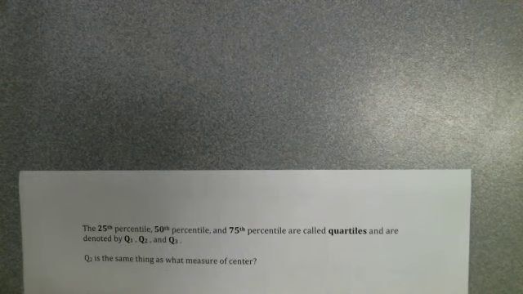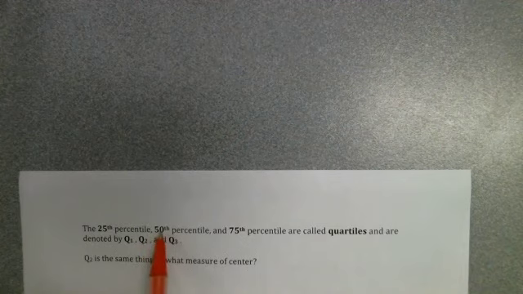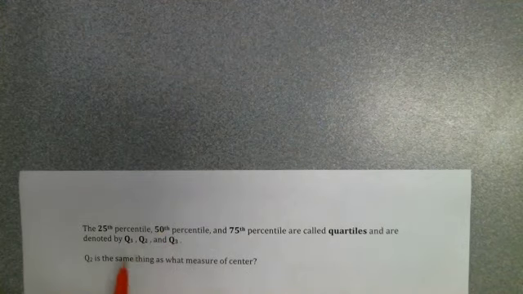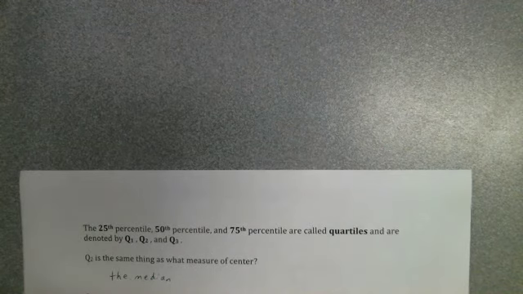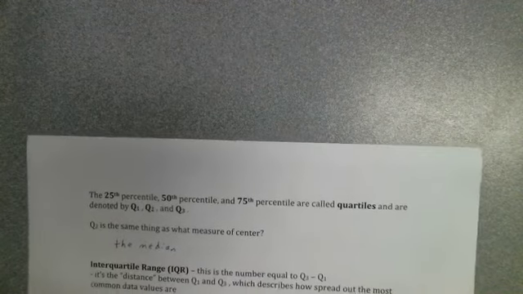And so I ask, well, Q2 is the same thing as what measure of center? So Q2 is the 50th percentile. It's the spot where 50% of data lie below that data value. So in other words, 50% lie above it, too. In other words, we're looking at the median. Q2 is the same thing as the median. Spot right smack dab in the middle of your data values.